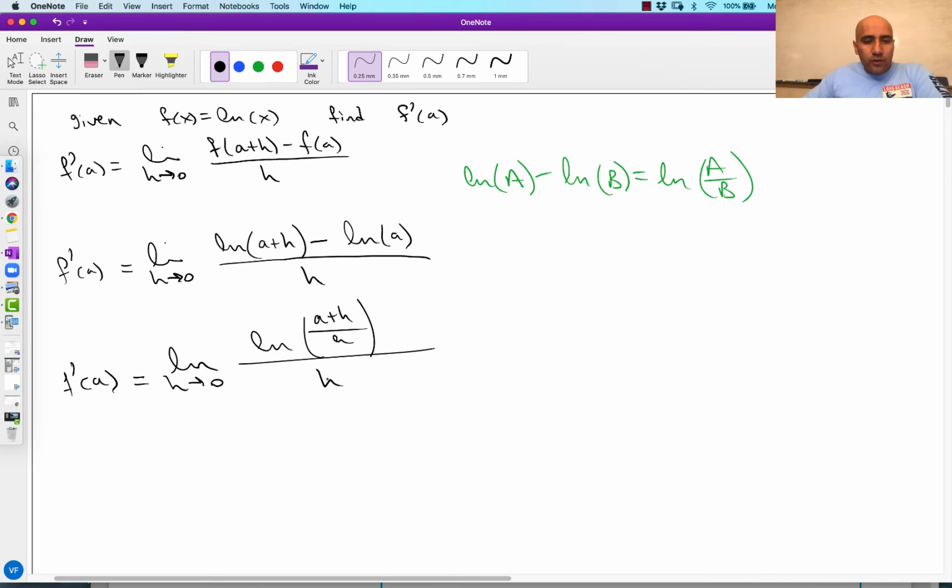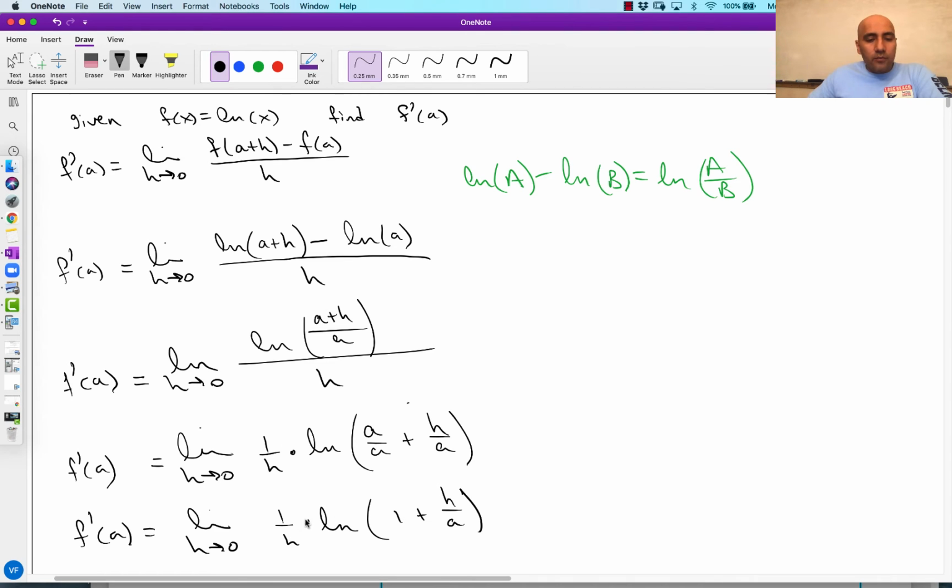Okay, next I'm going to rewrite this to put the 1 over h out in front as a factor. So it's the limit as h goes to 0 of 1 over h times ln of a plus h all over a. I'm going to go ahead and separate those into two separate fractions, a over a plus h over a. Good. Now a over a is just going to be 1, so let's simplify that.